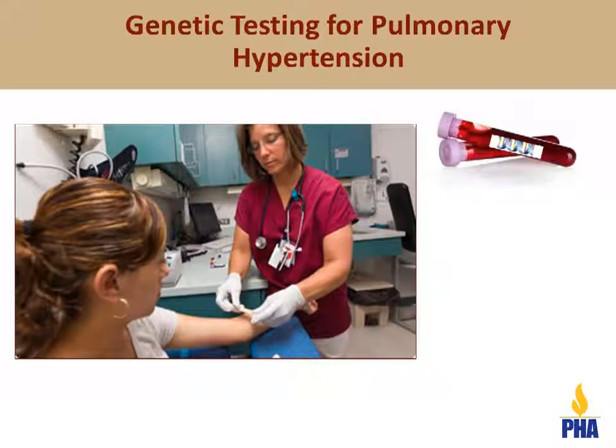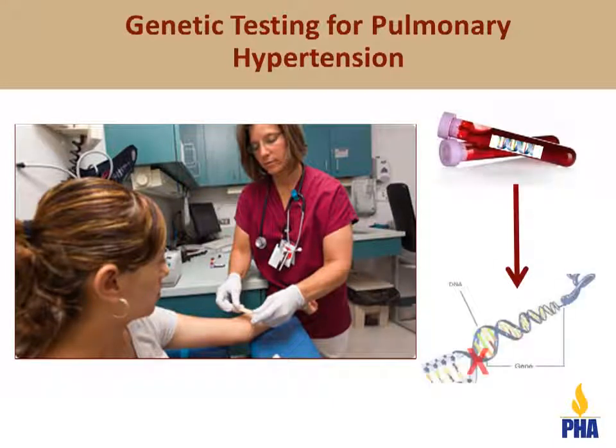We can test a small sample of blood to look for mutations in the BMPR2 gene and other pulmonary hypertension genes to try to identify the genetic cause. Genetic testing typically takes 8 weeks to complete. Testing is most likely to find the genetic mutation in a person with the disease. Therefore, we strongly recommend that someone who has pulmonary hypertension be the first person in the family to have genetic counseling and testing.